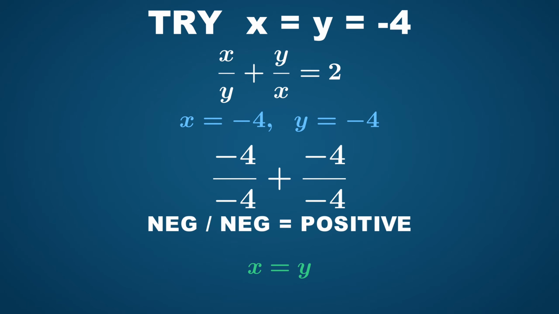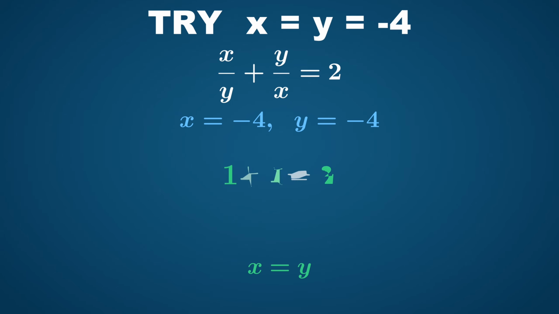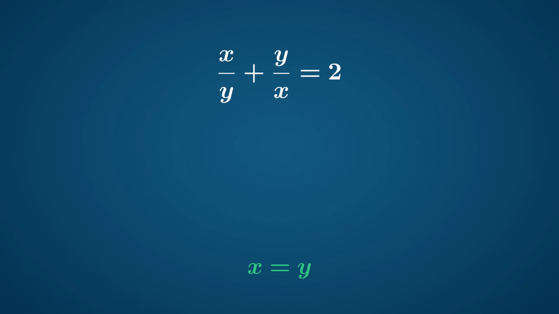A negative real number divided by a matching negative real number results in a positive real number. -4 divided by -4 is exactly +1. The second fraction is identically -4 divided by -4, which also evaluates to +1. We have the expression 1 plus 1, which equals 2. The underlying structure remains consistent.